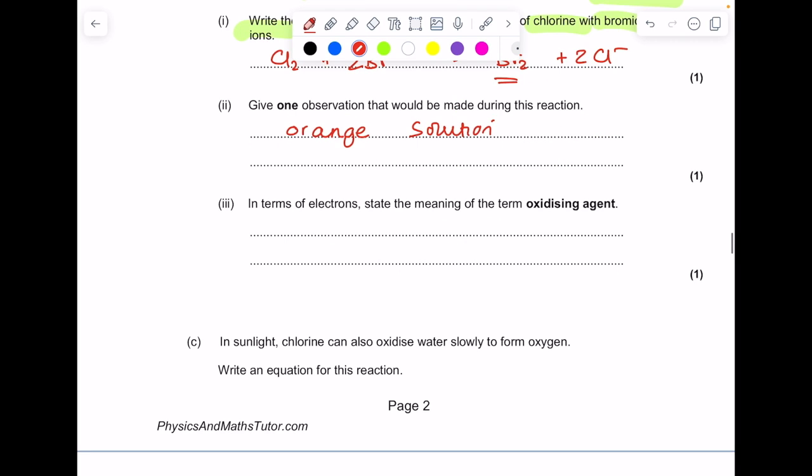In terms of electrons, state the meaning of the term oxidizing agent. Causes another substance or species to lose electrons.